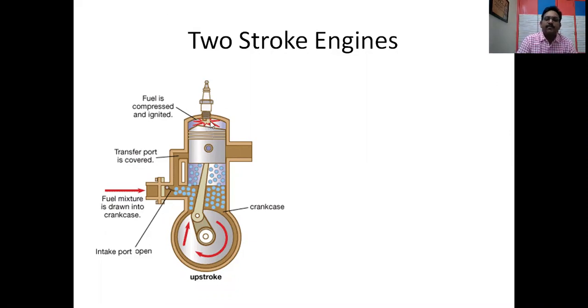At the end of the upward stroke, in the case of a petrol engine, the spark will be given by the spark plug and burning will take place. In the case of a diesel engine, fuel will be sprayed with the help of a fuel injector and combustion will take place. This is what happens at the end of the upward stroke.